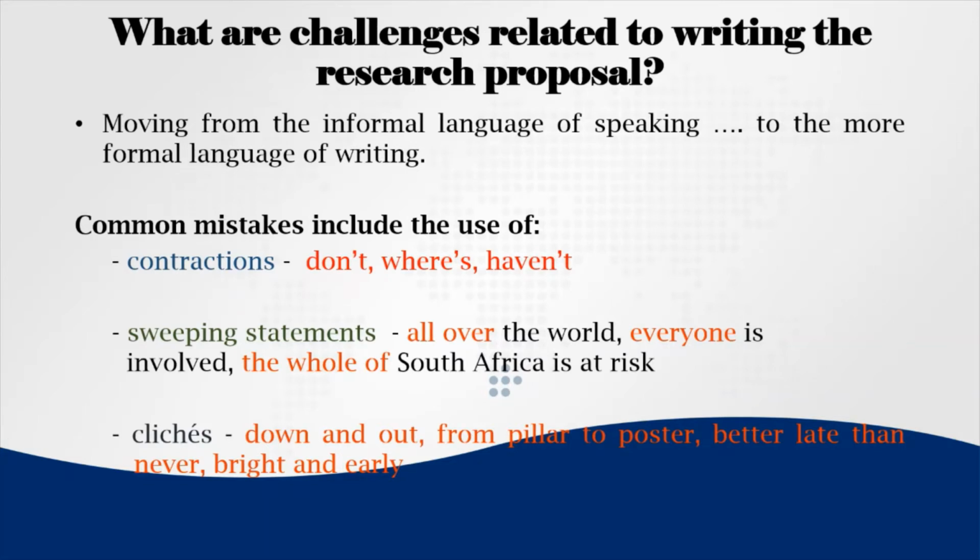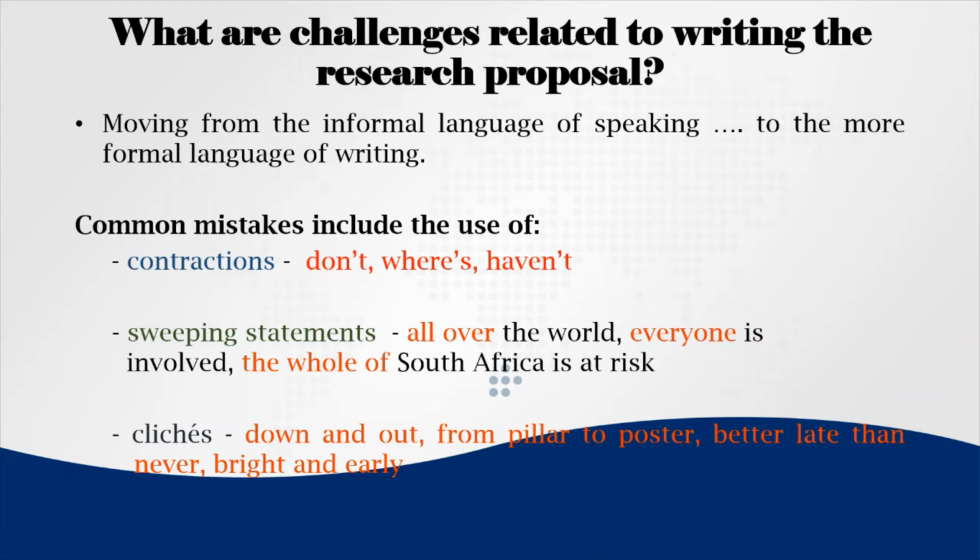Things such as sweeping statements. If in your argument you write all over the world, everyone is involved, the whole of South Africa is at risk. So you see, the problem is no longer like what you have observed. If you have observed the problem in a setup where you are, it cannot be like you want to say all over the world, because you haven't been over the world. You have not seen it all over the world. Even if you get to search literature, the literature would not say all over the world. It will indicate whether it's internationally, locally, or.